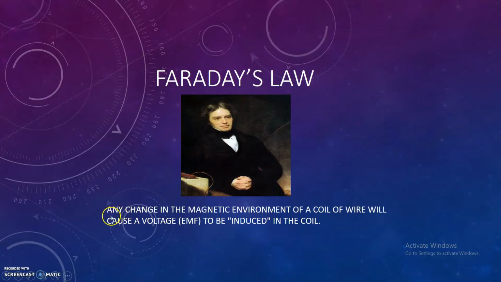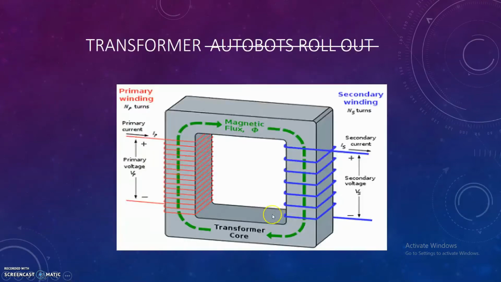It basically means that any change in the magnetic environment of a coil or a solenoid will cause a voltage, electromotive force, to be induced in the coil. Alright, so in this slide, I'll be talking about transformers. Okay, let me talk to you about the working principle of a transformer.